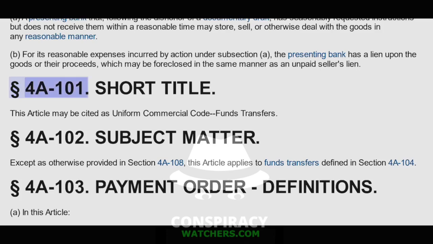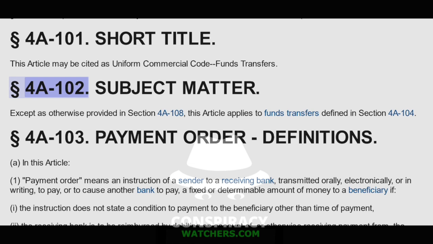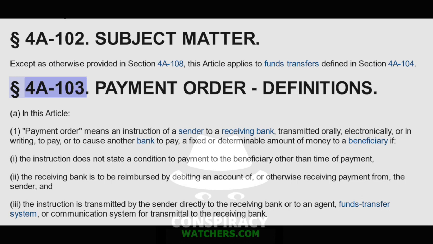Section 4A-101. Short title. This article may be cited as Uniform Commercial Code Funds Transfers. Section 4A-102. Subject matter. Except as otherwise provided in Section 4A-108, this article applies to funds transfers defined in Section 4A-104. Section 4A-103. Payment order, definitions.